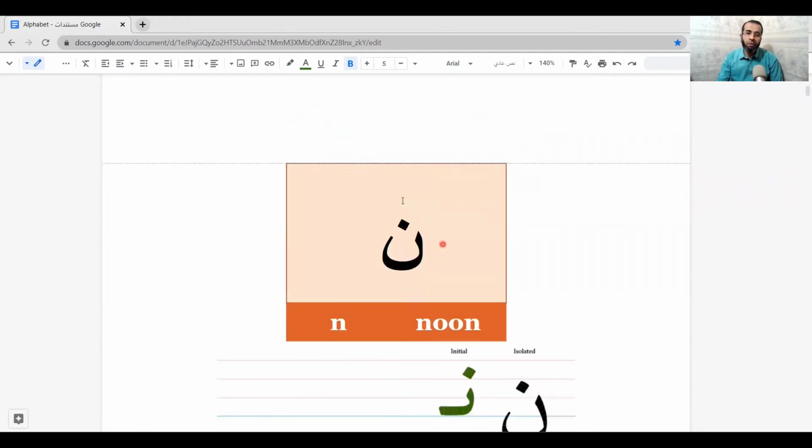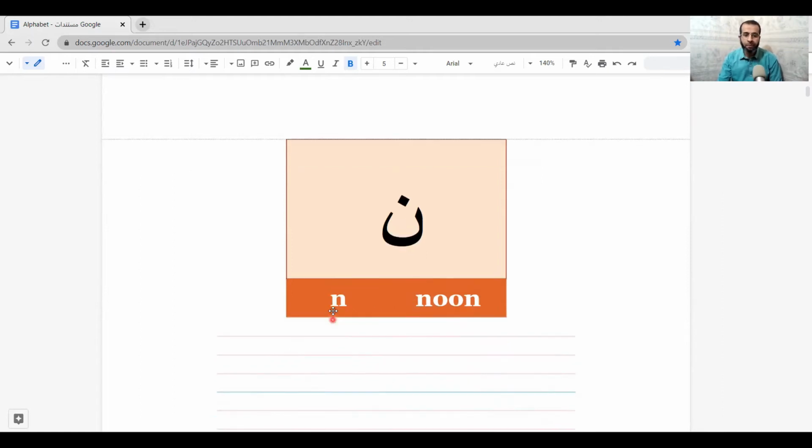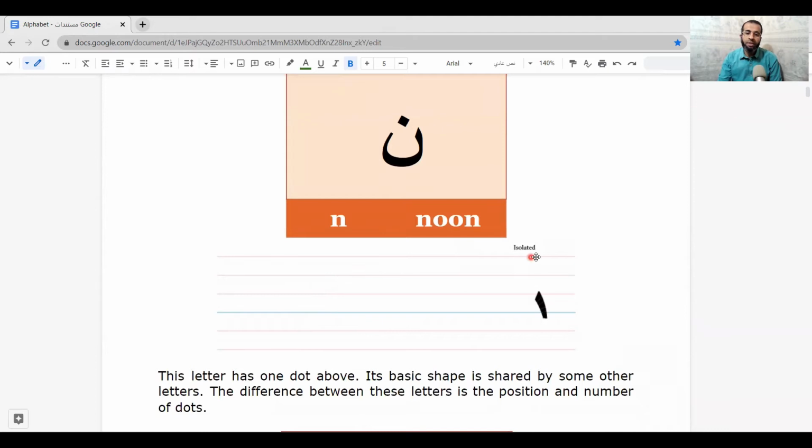The next letter we'll study now, and we are not going to study them in order. This is the letter Na, Noon. Its name is Noon, Na. When it is isolated, it's written like this, from right to left. When it is initial, like this, then the following letter. When it is in the middle, when it is medial, like this. And when it is a final letter in the word, it's like this.